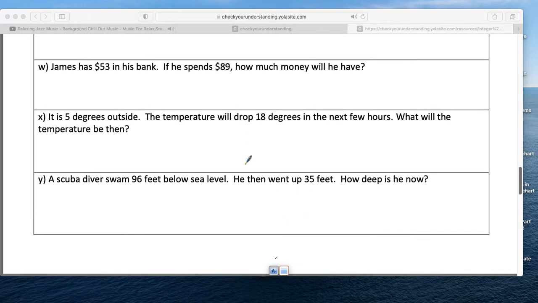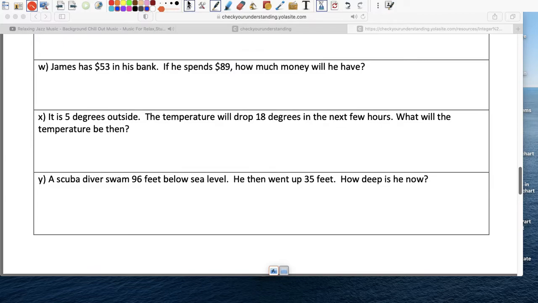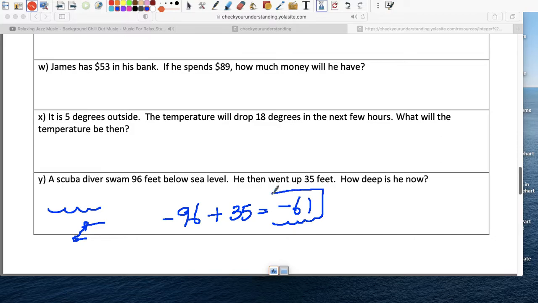A scuba diver swam 96 feet below sea level, so that means that he currently is at this, right? Here's the water, and here's the scuba diver. He's going to go up, so to that we're going to add a positive integer because he's going up. That's going to be 35. He's not at the surface yet, but he's going to go up a little bit, and this is his new location. And it's going to be negative 61. So how deep is he now? He's a little bit closer to the surface, negative 61 feet. Okay. All right, and that's that.